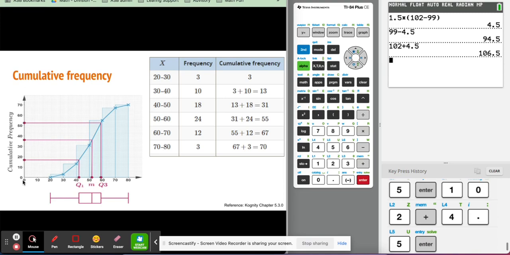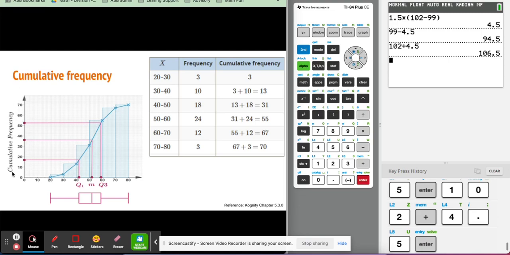Notice that for a cumulative frequency graph, our y-axis is always the frequency, same as our histogram was always the frequency. So we're kind of tying all three representations together to create this cumulative frequency graph.